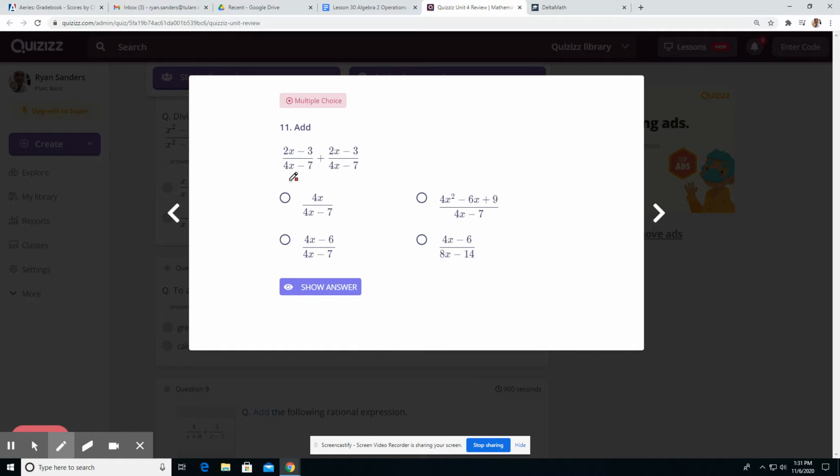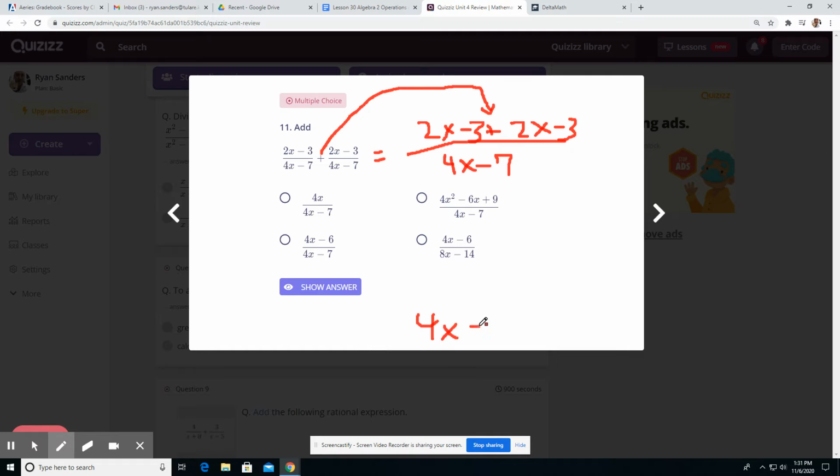Adding these, 4x minus 7, 4x minus 7, where they're being nice on this. So it has that same bottom number, 4x minus 7. It already has the common denominator. So you have a 2x minus 3, that same plus sign, 2x minus 3. That's going to give you that same bottom number, 4x minus 7. And on the top, 2x and 2x make 4x. Negative 3 and negative 3 make negative 6.